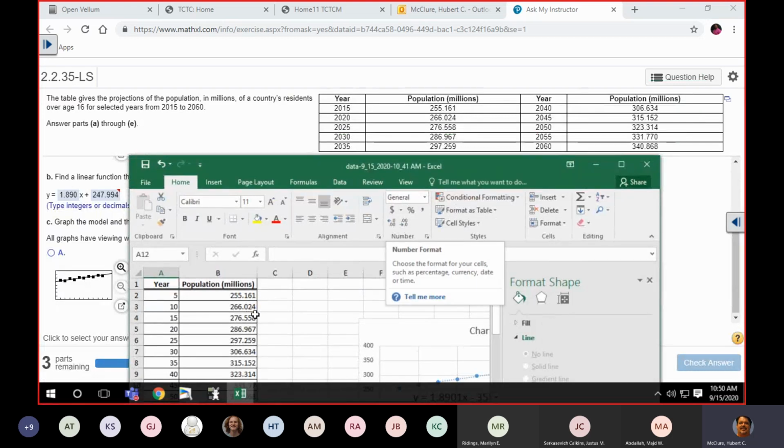255.161, 266.024, 276.558, 286.967, 297.259, 306.634, 315.152, 323.314, 331.770, 340.868.